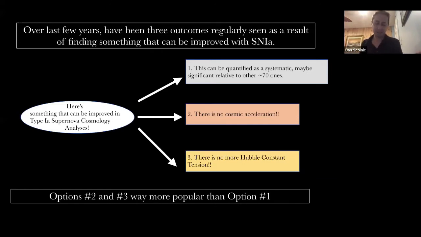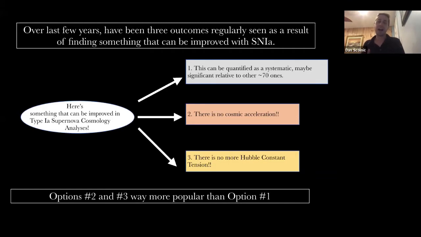And so in my Pantheon analysis, I think I had like 74 systematics. And so this will be a 75th systematic if it's something that we didn't look at. So that, I think, is totally great. But what I find are the much more popular options are someone says, okay, I found something that can be improved with type Ia supernovae, or that might be different than what people have done. Therefore, there is no cosmic acceleration, or therefore there is no more Hubble constant tension.